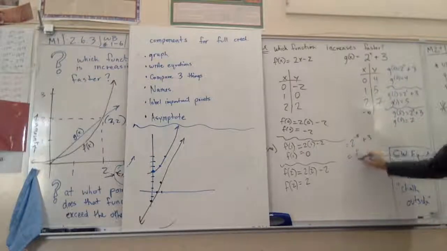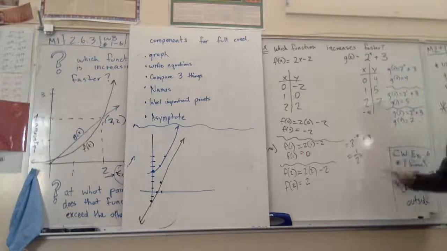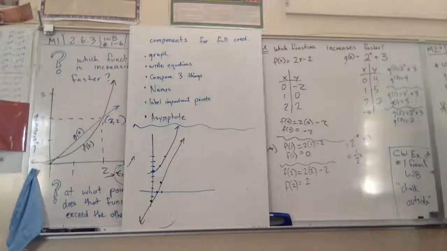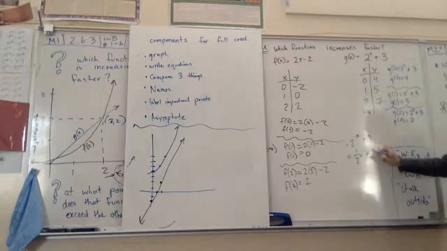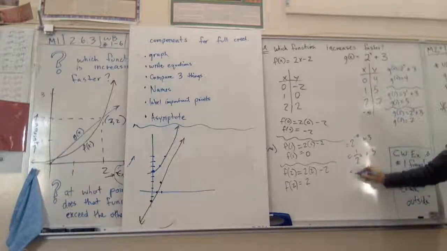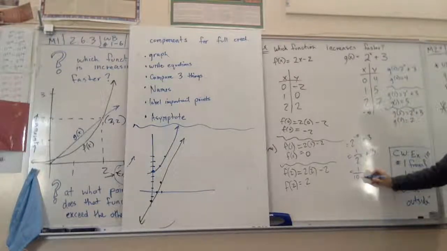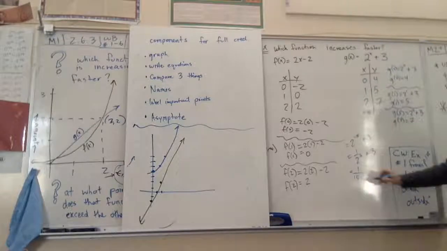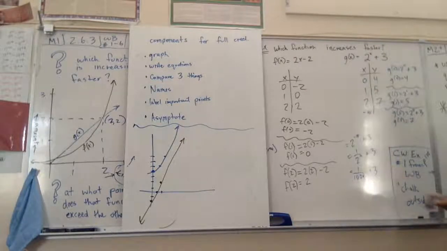This is 1 over 2 to the 10th. When you have a negative exponent, put it on the other side of the fraction, it becomes positive. Now, I did this first period, so I know that this is 1,024. Plus 3.